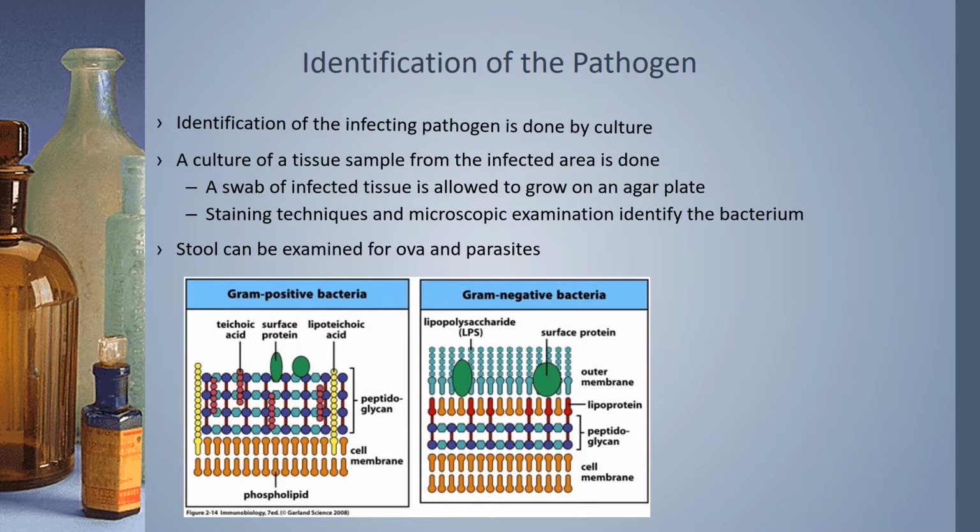So when we identify a pathogen, it's done by culture. We mentioned that. So we're going to culture a tissue sample of the infected tissue. It's going to grow on an agar plate. We may even use staining techniques and microscopic examination to actually look at that bacteria.